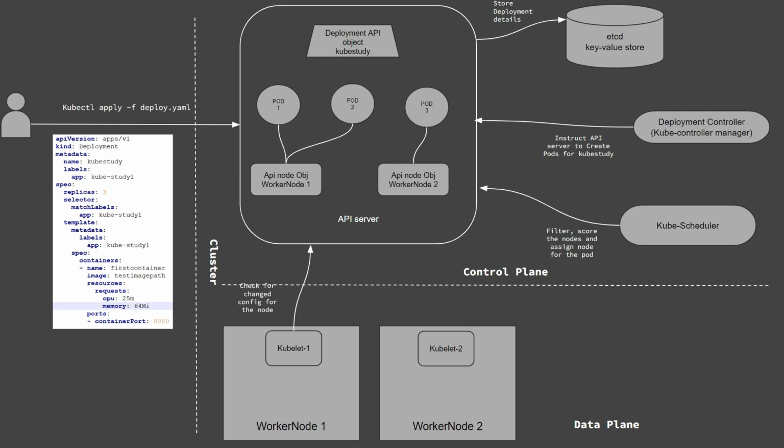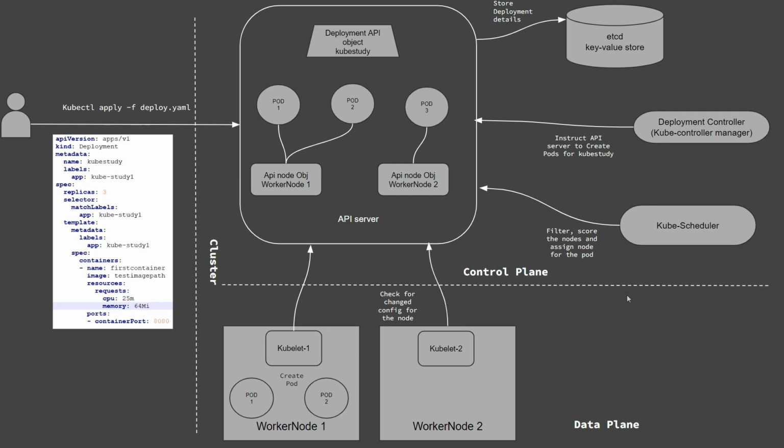Kubelet will check for changed configuration for the node. It will find that in worker node 1, pod 1 and pod 2 are newly created. So kubelet 1 will go ahead and create these pods in worker node 1. That means it will deploy 2 pods in worker node 1.